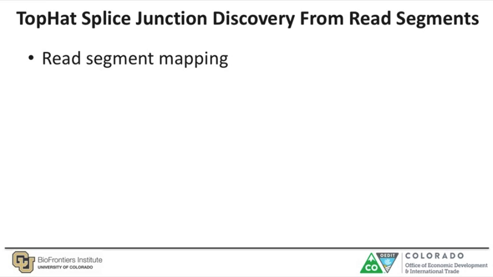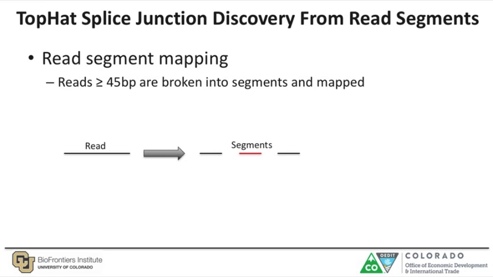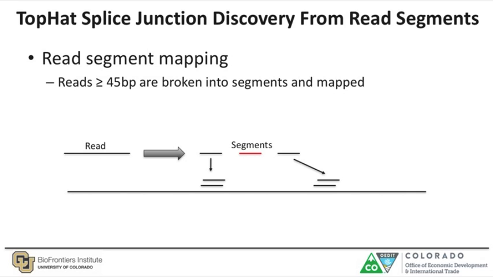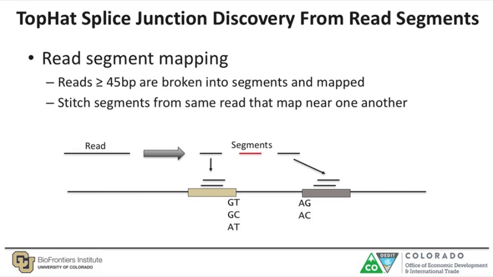New to TopHat 2 was the incorporation of read segment mapping. My understanding is that TopHat 2 relies more heavily on read segment mapping for splice site discovery than it does for coverage islands. The way that this works is that TopHat 2 takes reads of 45 base pairs or longer and breaks them into segments, and then maps these segments to the genome independent of one another. When segments map to different locations that are within some distance of one another, TopHat makes the assumption that these segments are mapping to distinct exons.